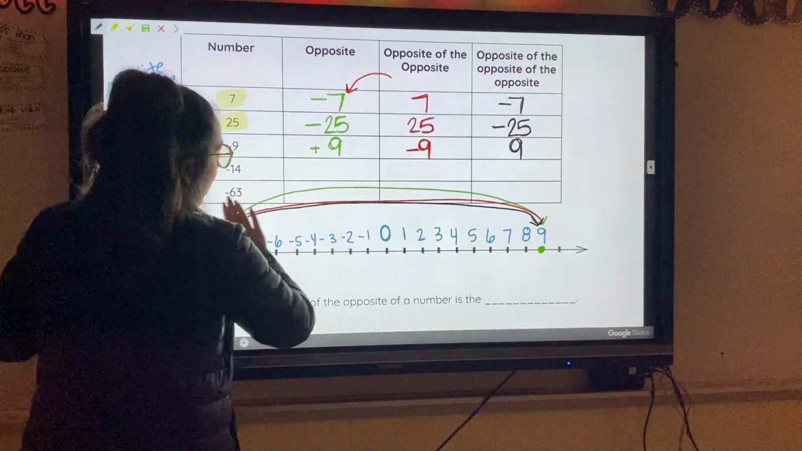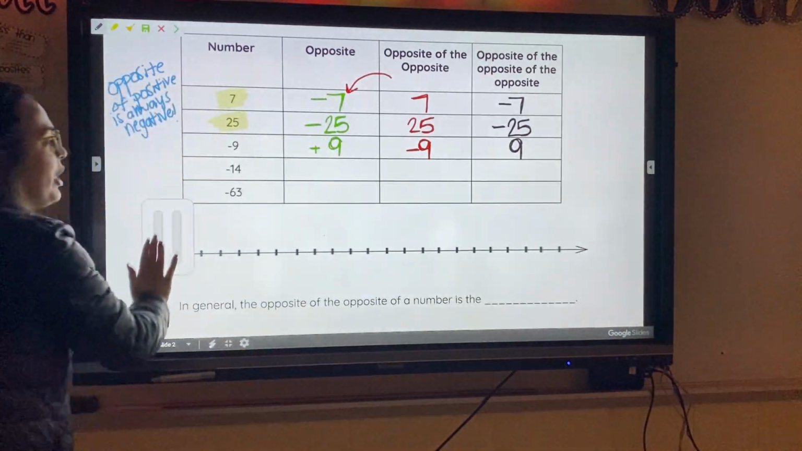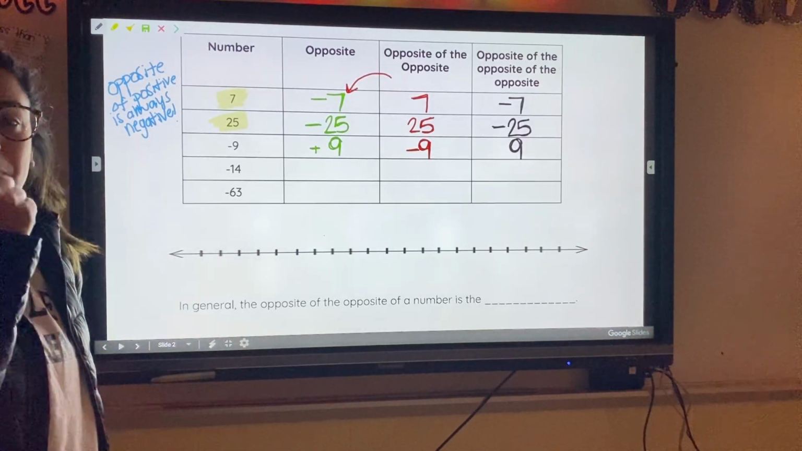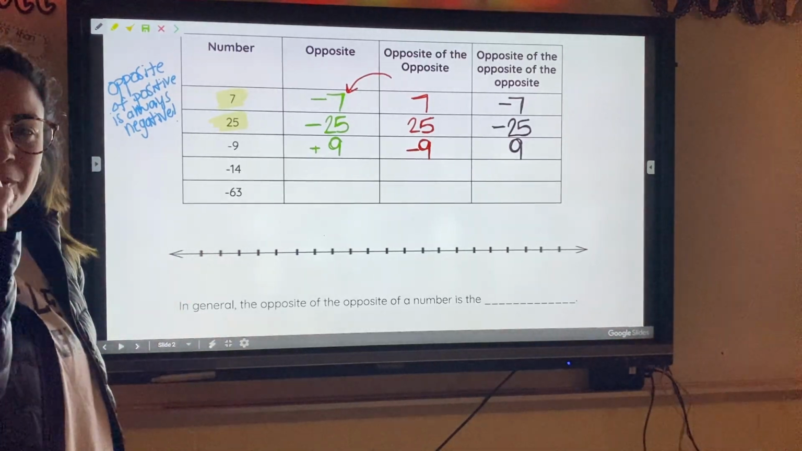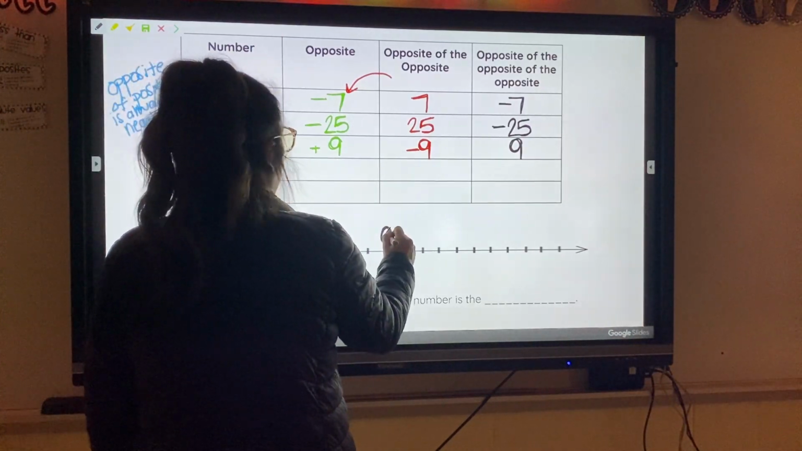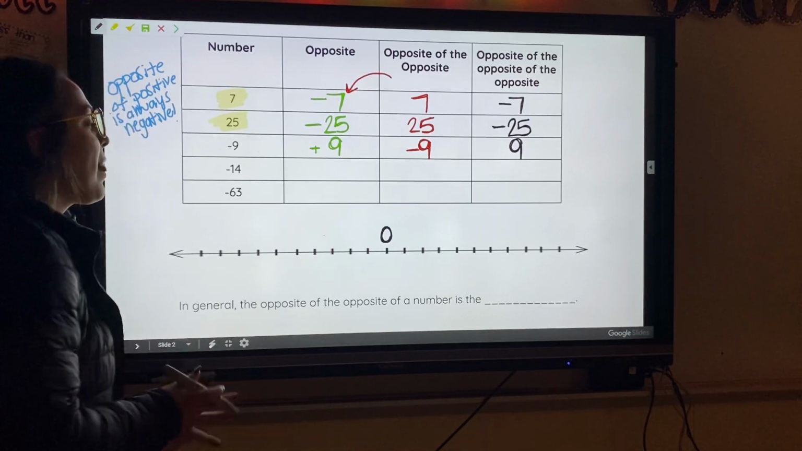I'm going to erase my number line. And now we're going to do negative 14. So I don't remember where I put the 0. Why did I delete it? I don't know why I deleted the 0. I would assume it's right here. I may be wrong. It's okay.